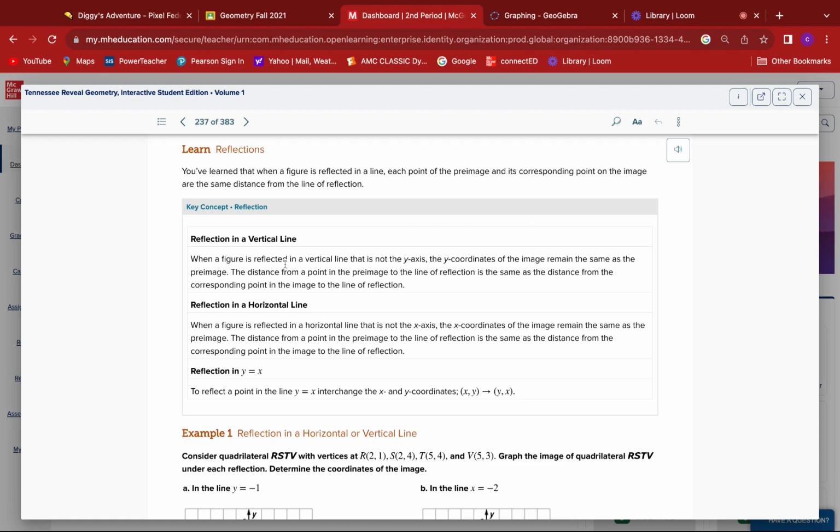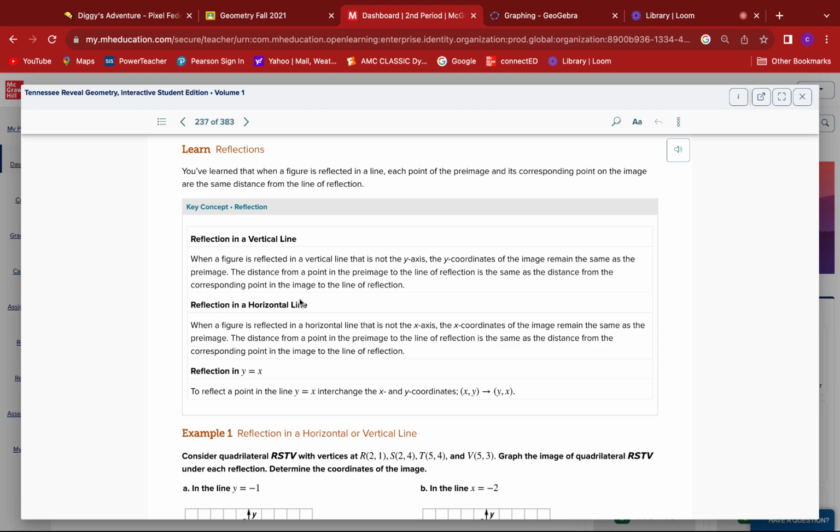Let's see what it says. When a figure is reflected in a vertical line that is not the y-axis, the y-coordinates in the image remain the same as the pre-image. Okay, first off, a pre-image is the original figure. An image is the one that's reflected. It's the one that you've done something to.